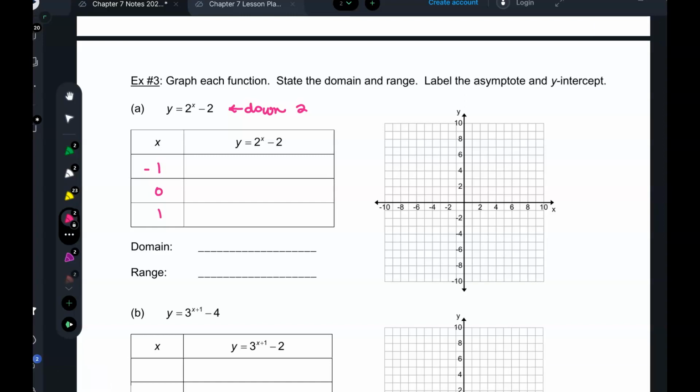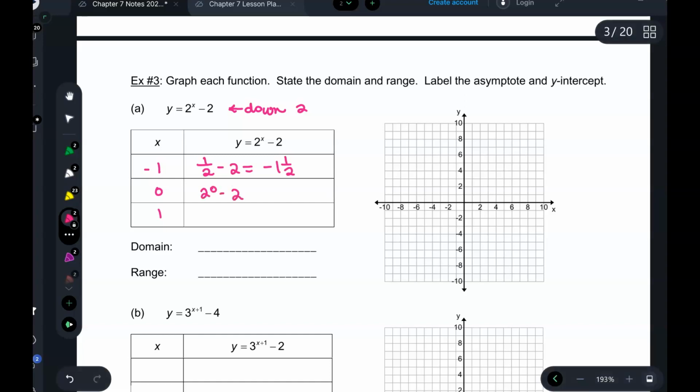Okay, what happens when we plug in -1? 1/2 minus 2. Negative 1/2, so -1.5. We plug in 0, and 1 minus 2 gives us -1. And 1 gives us 0. Okay, so let's graph. So -1, -1.5 will be right there. 0, -1.